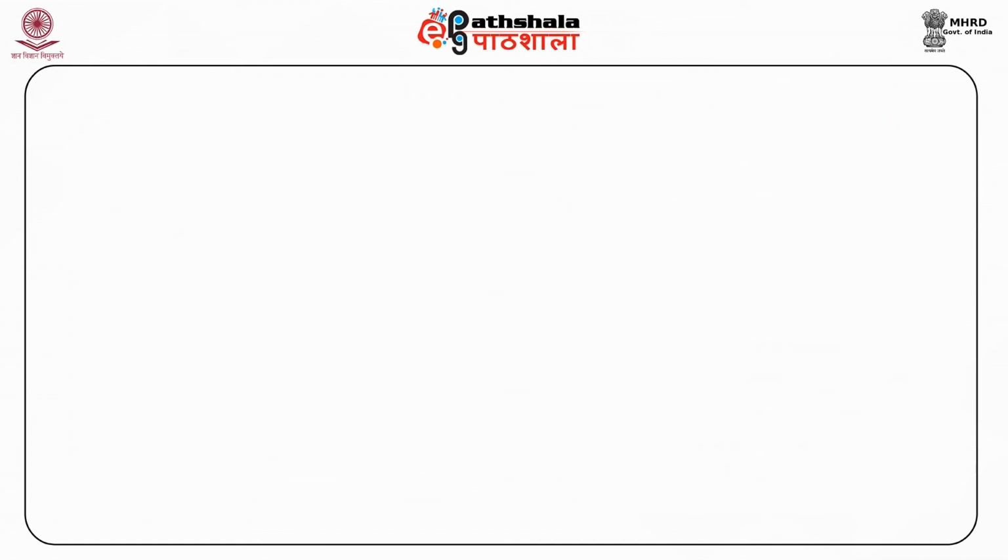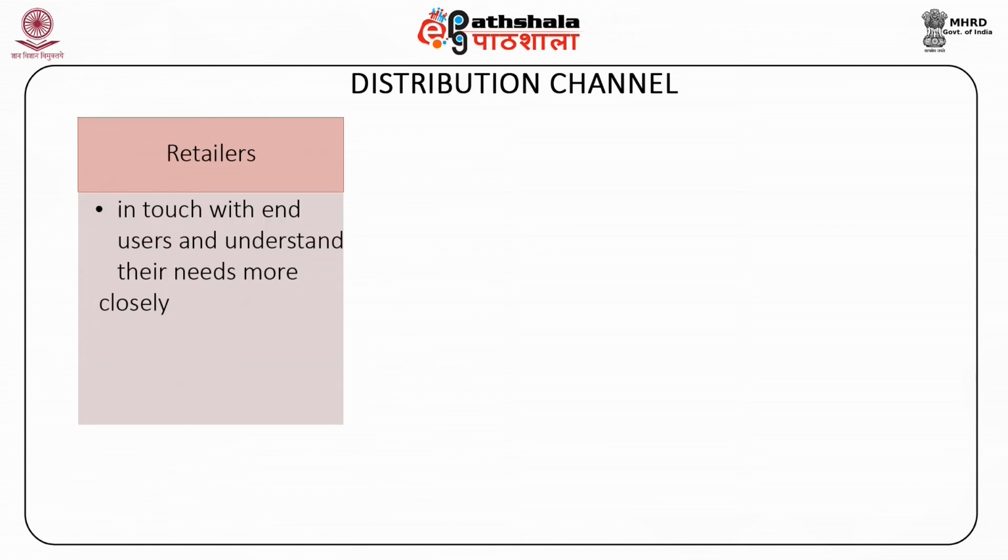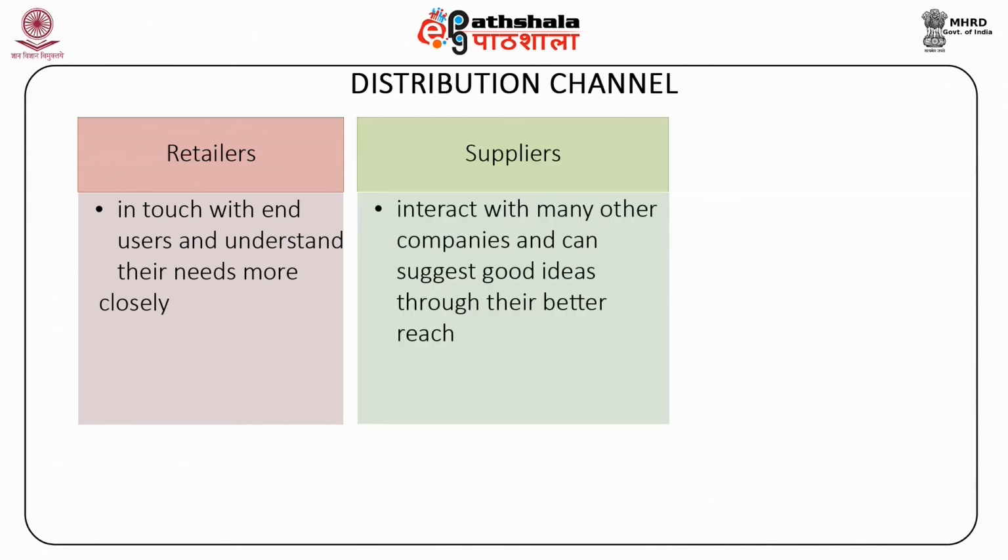The next technique that can be used in idea generation is the distribution channel. Members can also be very helpful. Retailers are more in touch with end users and understand their needs more closely. Suppliers interact with many other companies and can suggest good ideas through their better reach.